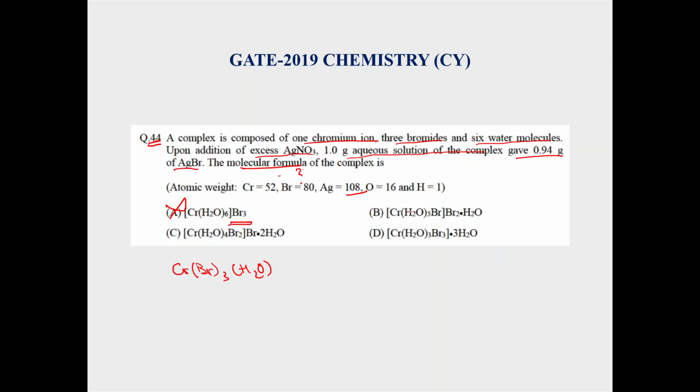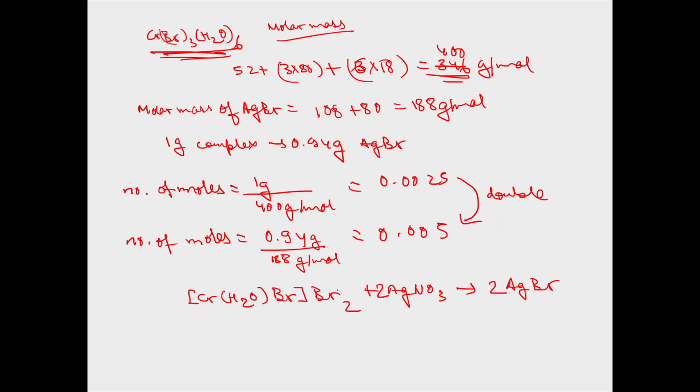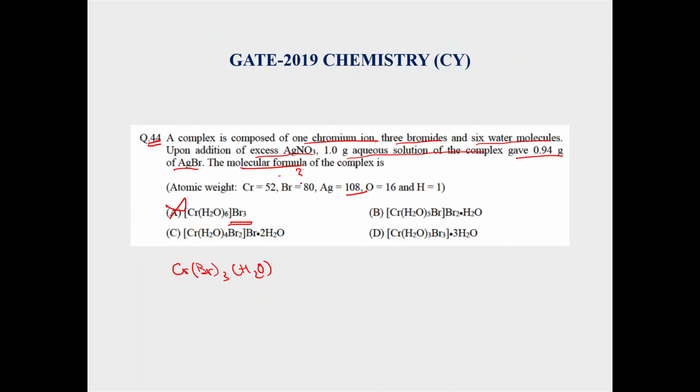In option number B, we can see that 1 Br is inside and 2 are outside. Here what I wrote is H2O. So it will be six coordinated. Five water is there and one H2O will be present outside, right? Because we started with six water molecules. So this can be our answer. This is our answer actually.